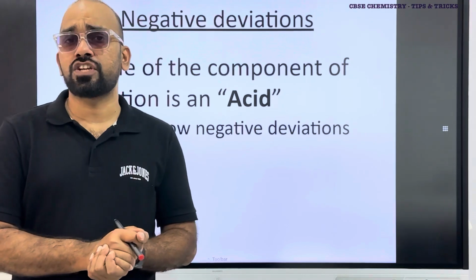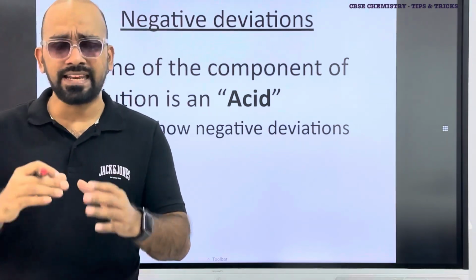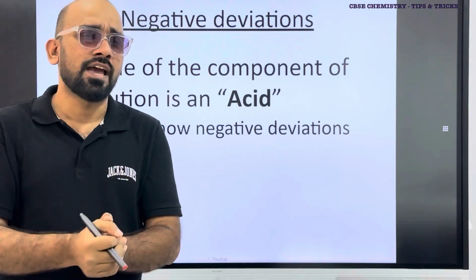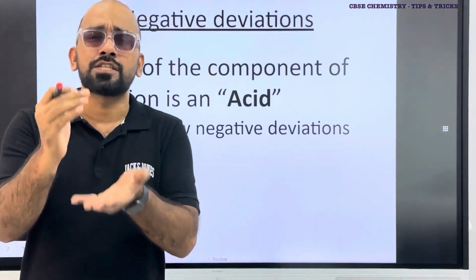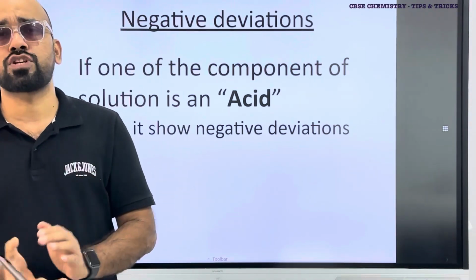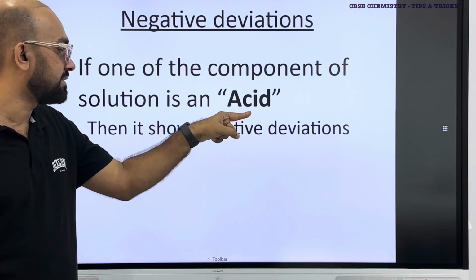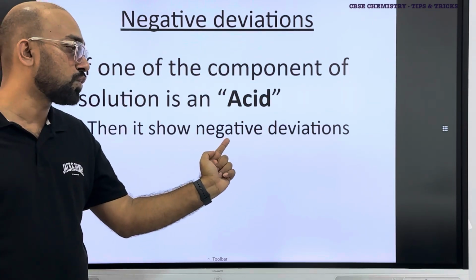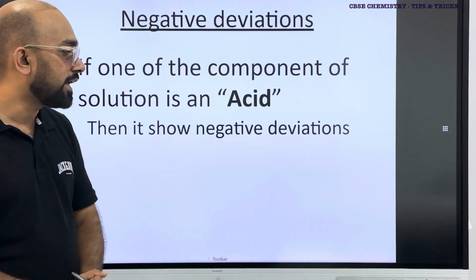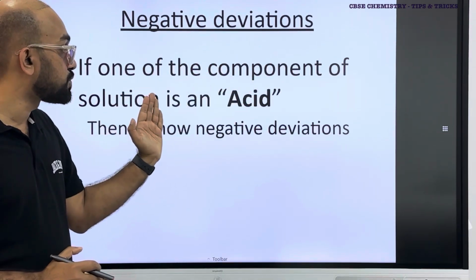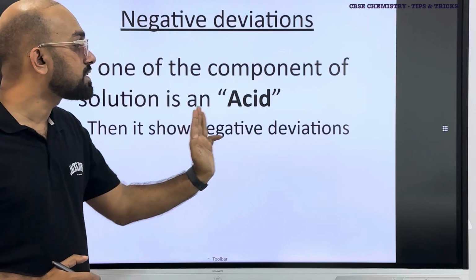Regarding negative deviation, a lot of examples are there, and I'm giving a small trick. Actually you have to learn by heart, but I'm giving a small trick to identify which solution shows negative deviation. If one of the components of the solution is an acid, then you can say that solution shows negative deviation.